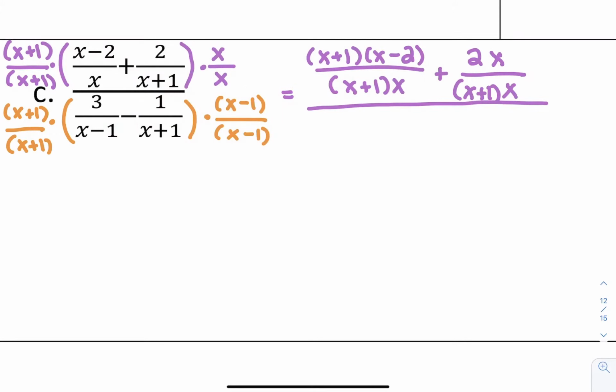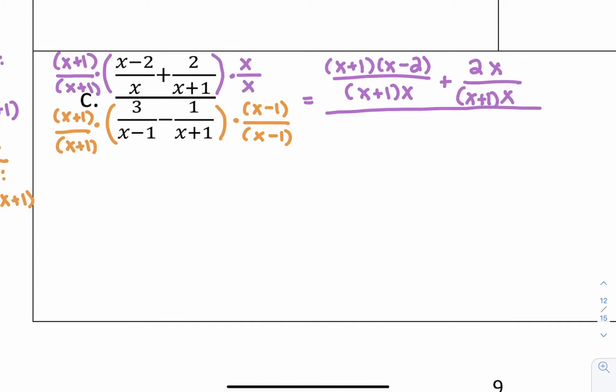Now in my second fractions in the denominator, I multiply it out, so I get 3 times x plus 1 over x plus 1 times x minus 1, minus, now we have to be careful of that subtraction sign, 1 times x minus 1 all over x plus 1 times x minus 1.